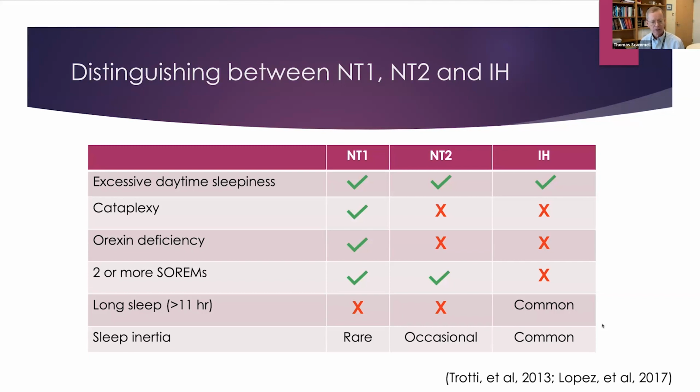Long sleep, meaning really more than 11 hours night after night, is very rare or non-existent in type 1. Pretty uncommon, I should say, or non-existent in type 2 to have such long sleep night after night, but it is fairly common in idiopathic hypersomnia. Sleep inertia is rare in type 1, occasional in type 2, and pretty common in idiopathic hypersomnia. And so here you can see where a lot of this murkiness comes from, right? Because everybody's different. Sleep inertia can occur in type 2, and so I certainly appreciate that there's this continuum between these.